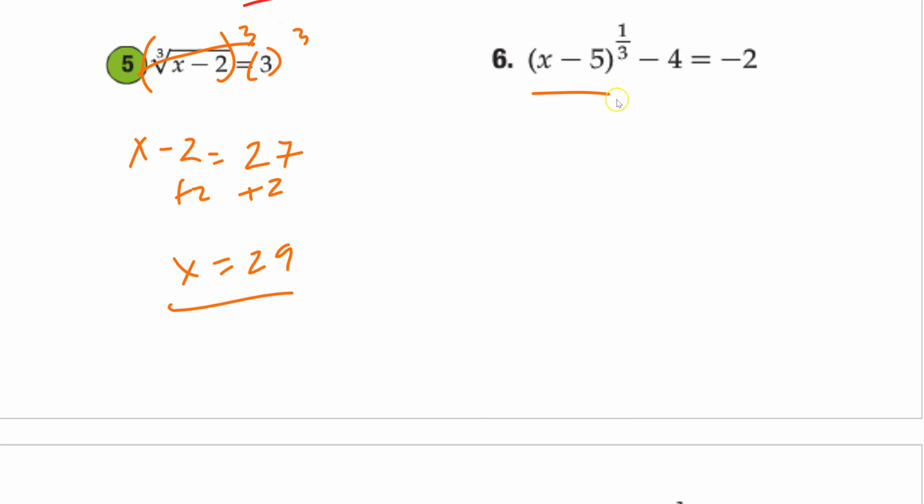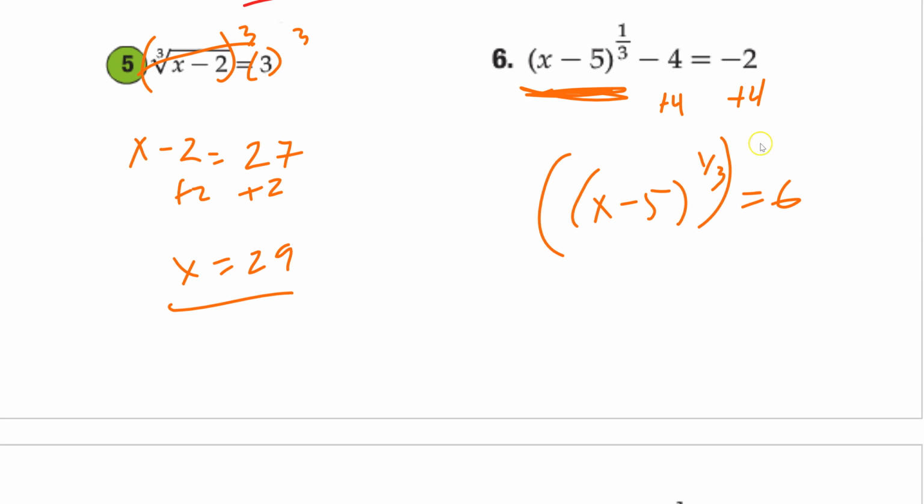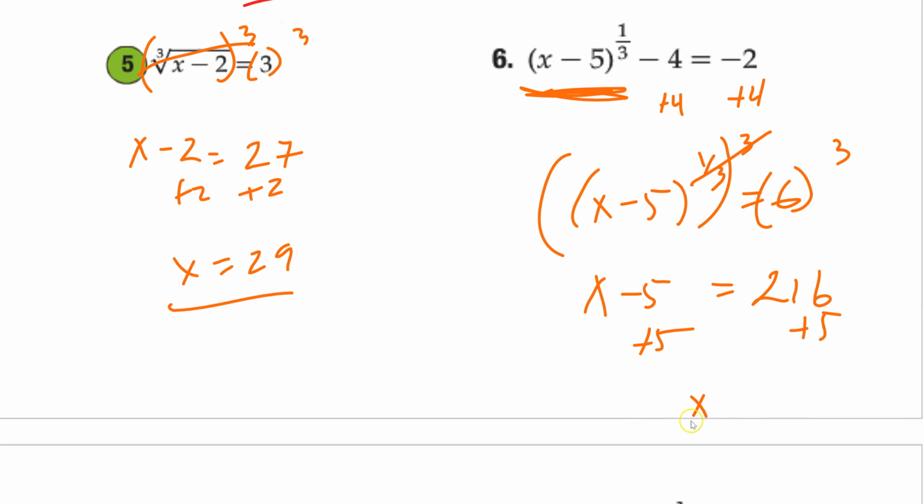Same idea here. This is try to get this by itself. I know it looks different, but that's the exact same thing as writing that. Right? Cube root and 1/3 power are the exact same thing. So let's try to get that by itself. X minus 5 to the 1/3 equals 6. Now here's again, this way you do reciprocal power, 3rd power to both sides. These cancel. X minus 5 equals 216. You're supposed to know that. Add 5. X equals 221.